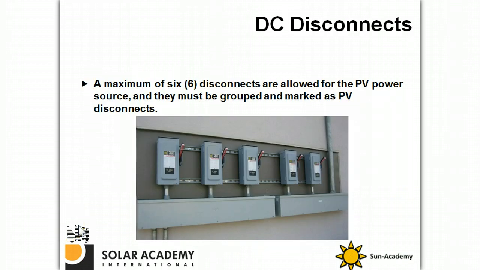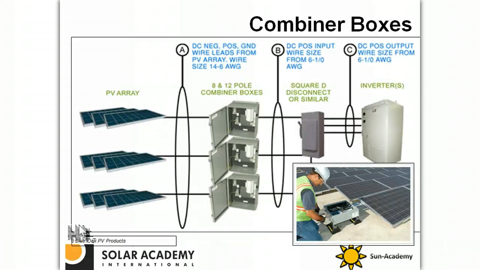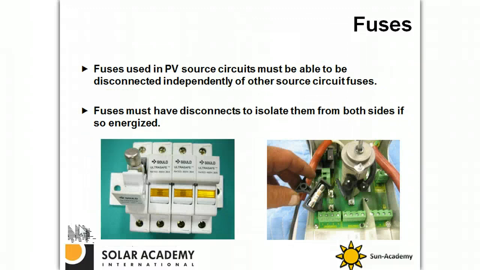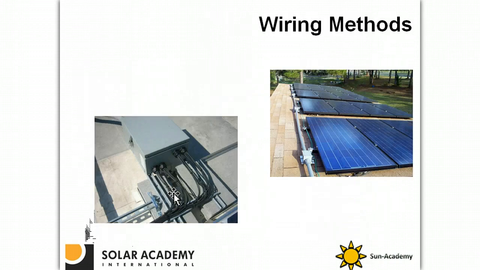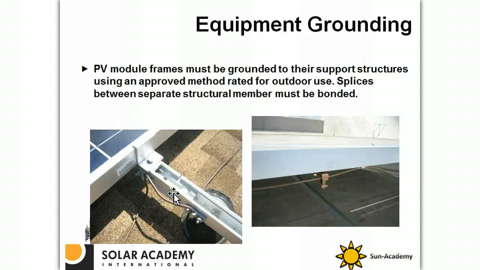DC disconnects isolate different parts of the system for safety and maintenance. Combiner boxes link different parts of the solar system. Fuses are used as safety devices to prevent damage to the system. Different parts of the system require different wire sizes and types of wire. You will learn about different wiring methods, and several methods of grounding are used to provide equipment grounding for PV modules.